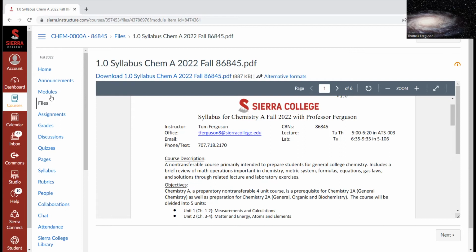Our first unit is on measurement and calculations, and there are 2 units that are very mathy, this one and unit 4. And if you don't like math, sorry, sad face. If you like math, happy face. It's just part of the whole thing. Chem 1A is even more mathy.